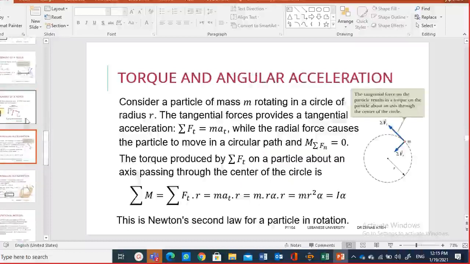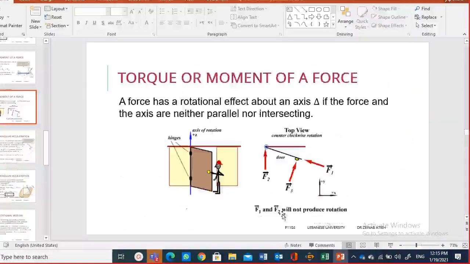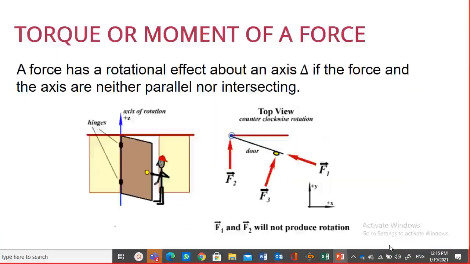Okay, I will now start explaining the torque and angular acceleration. I reached here, but first I will just re-talk about this quickly. You all know that the magnitude of the moment is equal to r times F times sine theta.